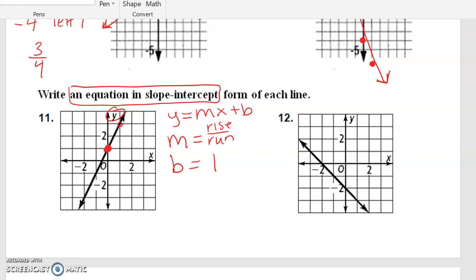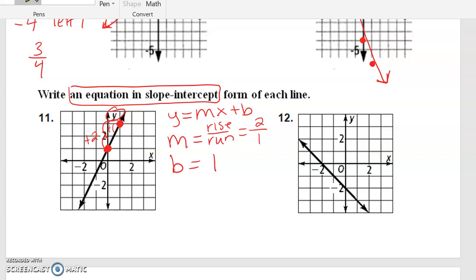So if I were to highlight another point on this graph up here, okay, for the past couple days, we've worked with counting rise over run. So that means I went up 2 and right 1. So my slope would be positive 2 over 1.